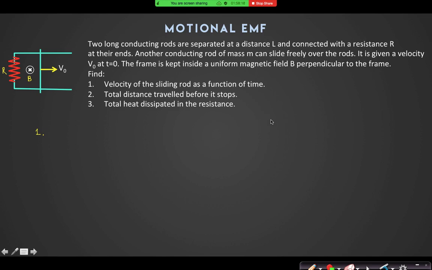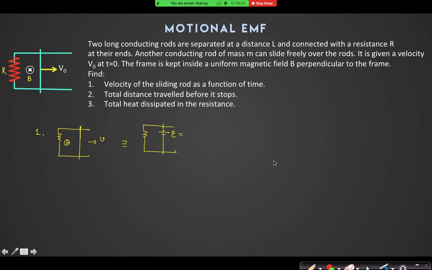Velocity of sliding rod as a function of time. Suppose at a certain instant the velocity is v. So can I say that if the rod is moving with velocity v at this instant, then I can assume it to be a cell in this circuit, right? So it is equivalent to this one, as the cross magnetic field is there. Yes or no?